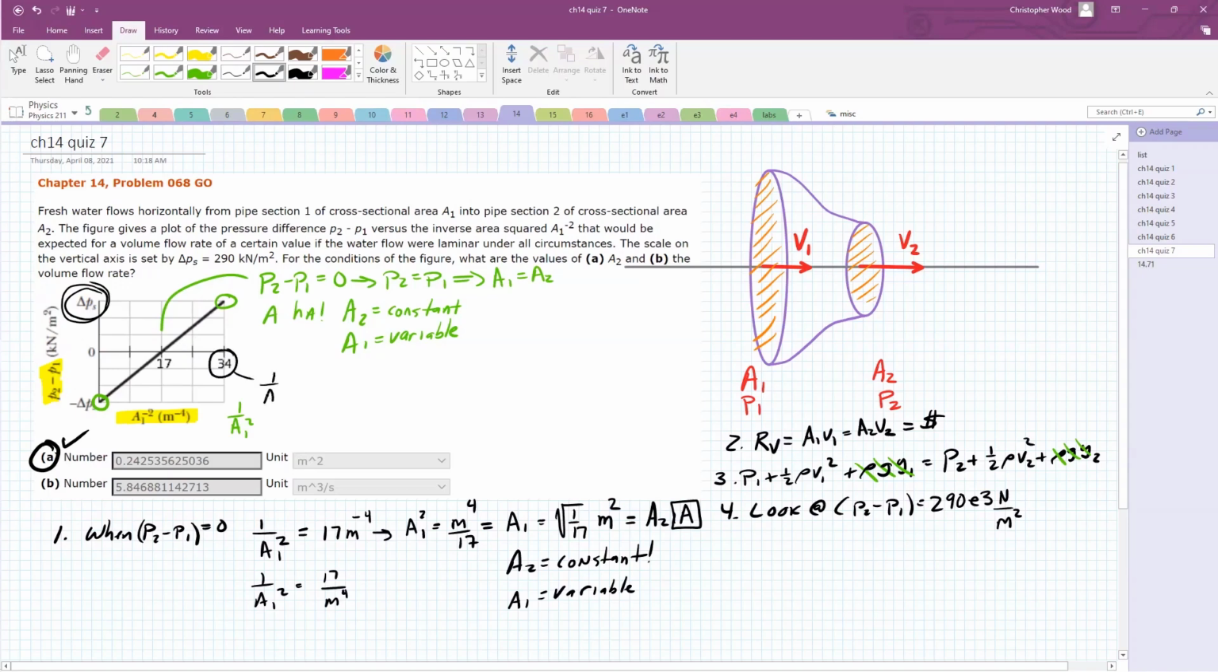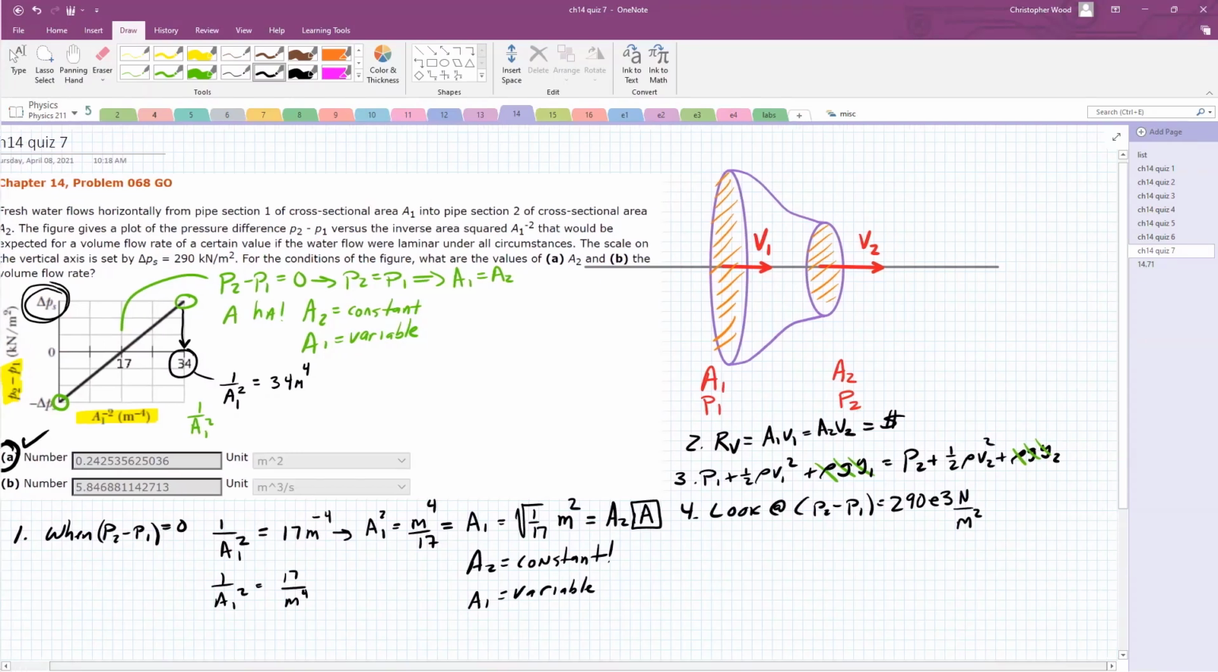1 over A1 squared equals 34 meters to the fourth. That's why I'm choosing that point. This point gets me that A1. A2 is fixed. A2 is not changing, but A1 changes. And I'm looking at the situation when 1 over A1 squared equals 34 meters to the fourth. Okay. So that's the point I'm looking at.